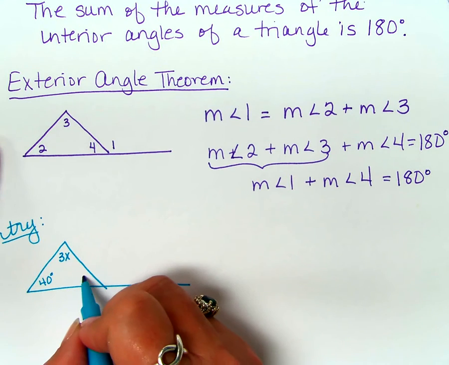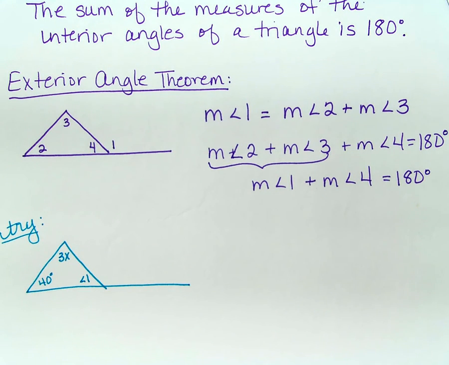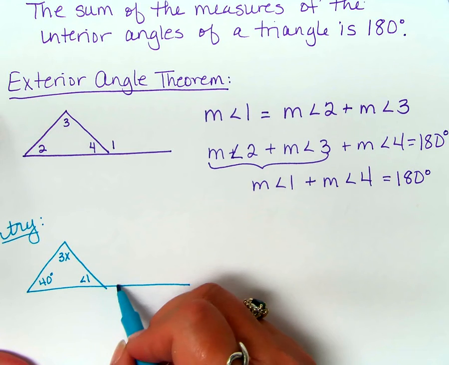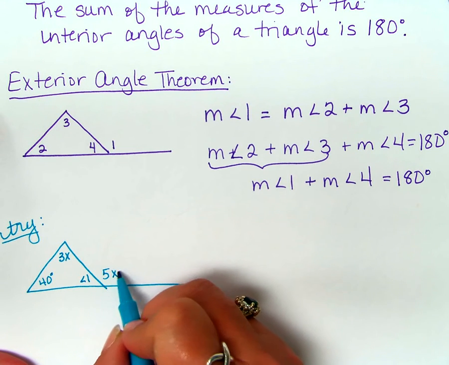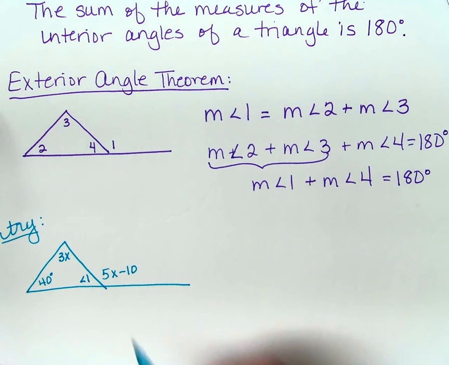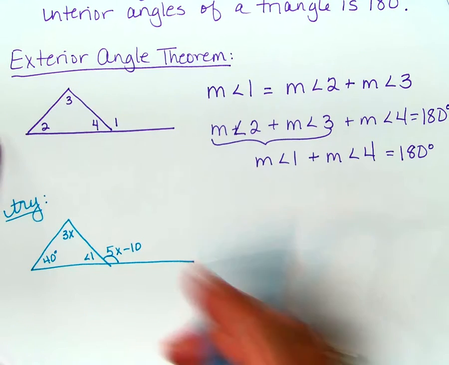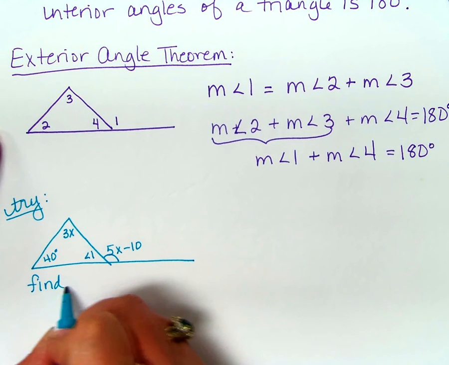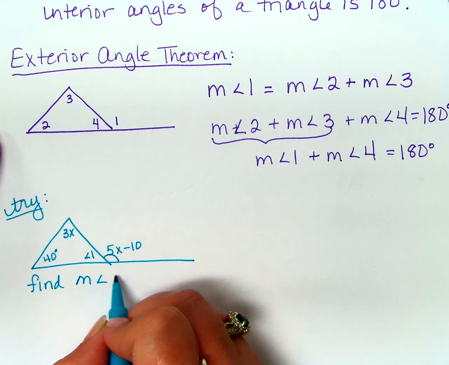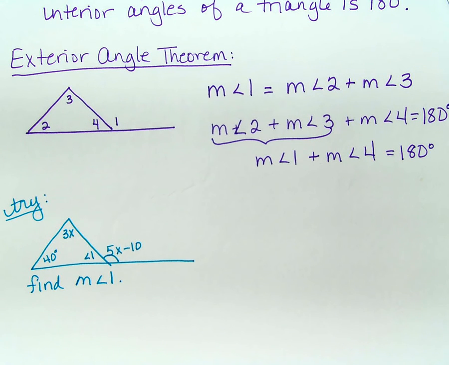And this is going to be angle 1. We're just going to call it angle 1. This right here is 5x minus 10. This measure right here is 5x minus 10. Does that make sense? My directions for you are find the measure of angle 1. Those are the directions. Do we have enough information to figure out the measure of angle 1? Well, let's start and see if we can figure it out. Okay? So what do you want to do first?